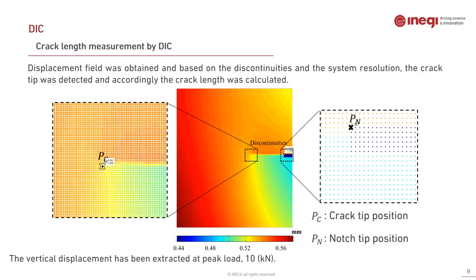So this is the crack length measurement by digital image correlation. In the figure in the center, you can see that there are discontinuities observed in the displacement field. So in this case, it was possible to consider these discontinuities as the crack, and it was feasible to measure the crack length by detecting the notch tip and the crack tip. This result will be considered as the experimental digital image correlation result.